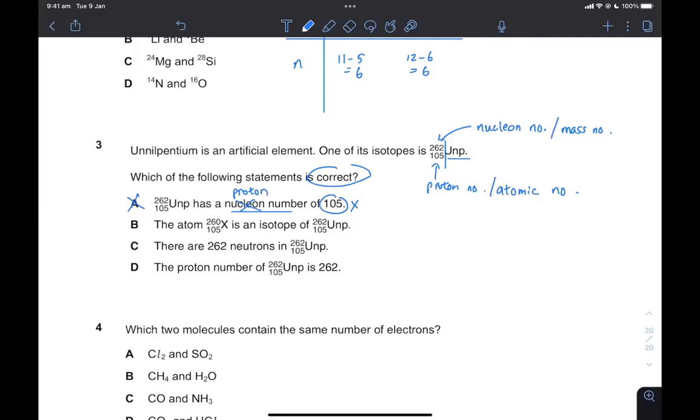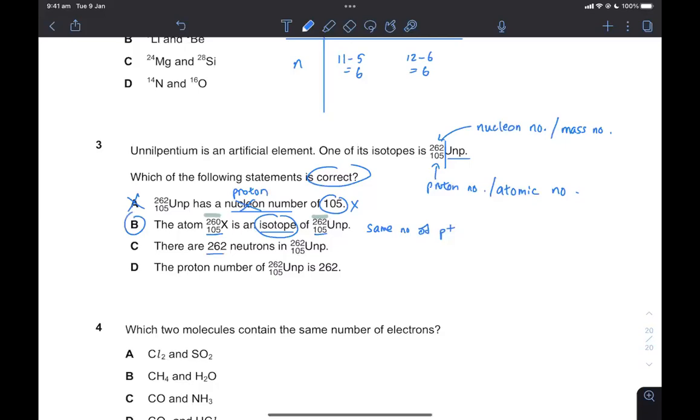The atom is an isotope. Definition of isotope, you are playing this in your head: atoms of the same element. So 105 and 105, you see, same element because same number of protons. The number of protons is at the bottom left. The number on the top, you could see 262 and 260, different number of neutrons. So 262 minus 105 is different from 260 minus 105. I don't need my calculator for this because the proton number is the same. If the number of neutrons is different, the mass number or the nucleon number will be different. B must be correct there, because of the definition of isotope.